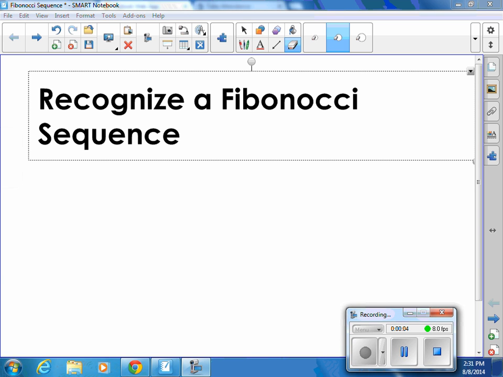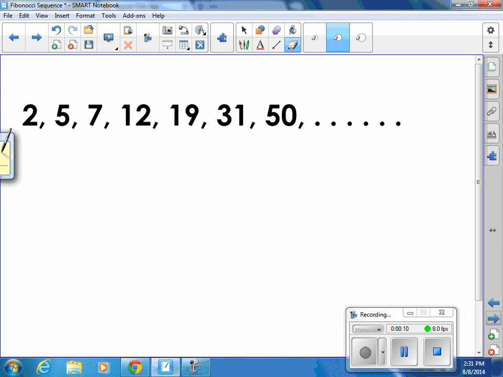This video clip explains how to recognize a Fibonacci sequence. Here's an example of a Fibonacci sequence, but let's suppose we don't know if it's linear or exponential or what. Our first approach might be to try to see if it's linear.